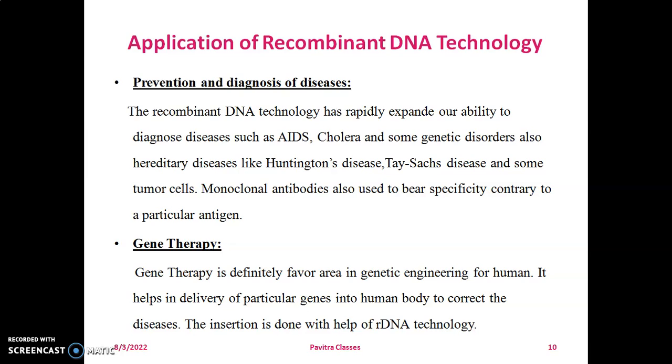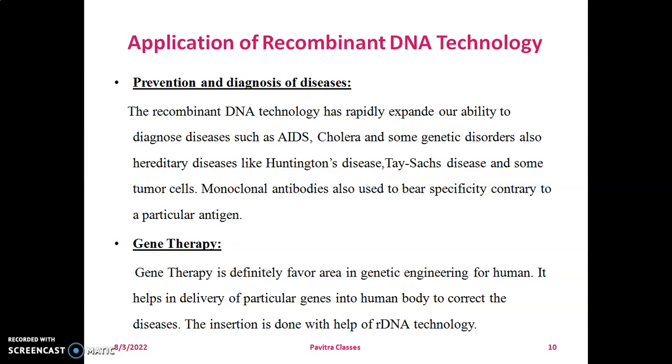The next application is prevention and diagnosis of disease. Recombinant DNA technology has rapidly expanded our ability to diagnose many diseases such as AIDS, cholera and genetic disorders, including hereditary diseases like Huntington disease and Tay-Sachs disease, as well as tumor cells. Monoclonal antibody procedures are also used, as a particular antigen has specificity with particular antibodies. So monoclonal antibodies can be generated with the recombinant DNA technology.